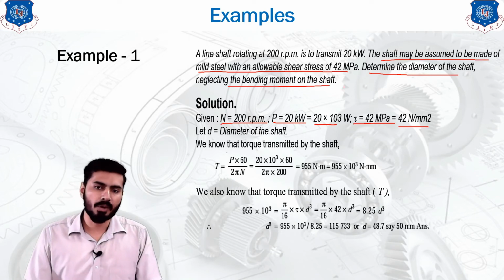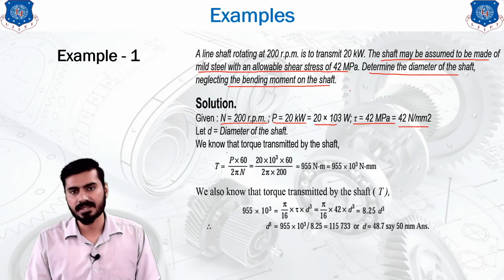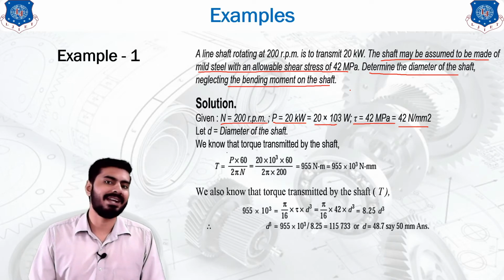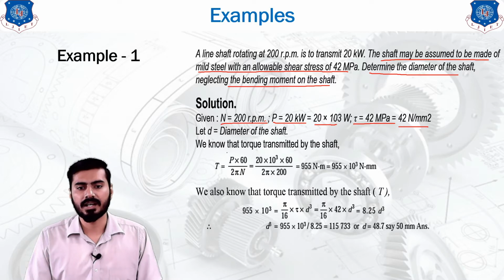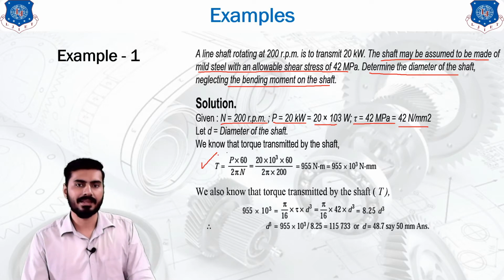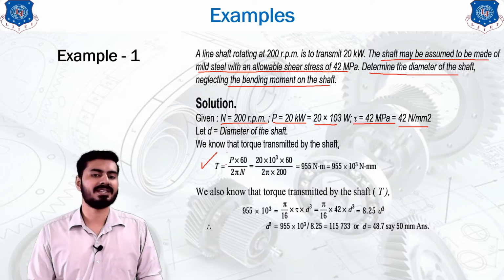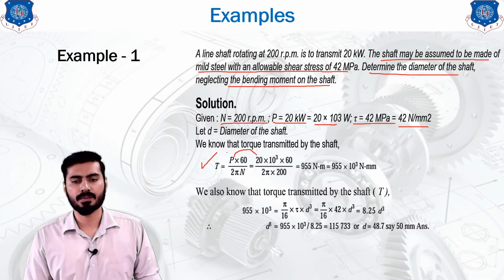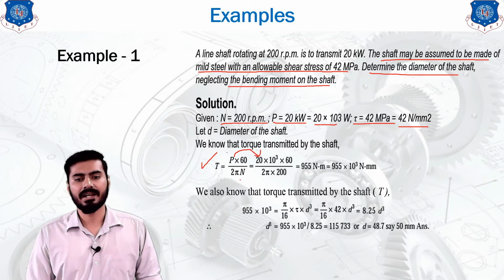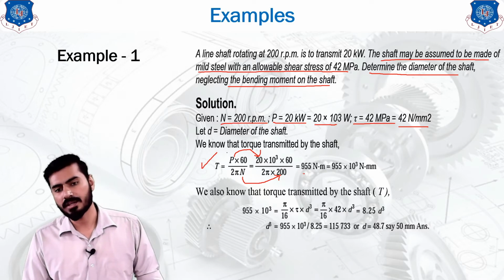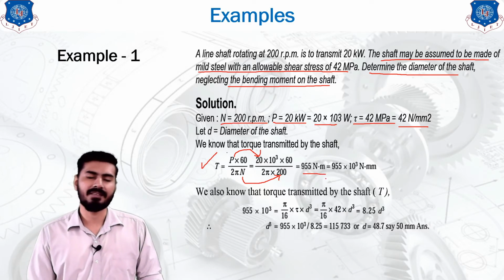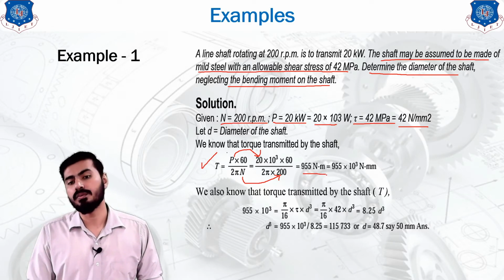The twisting moment can be calculated in multiple ways, but whenever the power and the RPM are provided in the given data, you must go with the equation T equals P into 60 upon 2 pi N. In this equation, you just insert the value of P that is provided in the given data, and you enter the value of N that is also provided. By calculation, you will get the answer as 955 Newton meter.